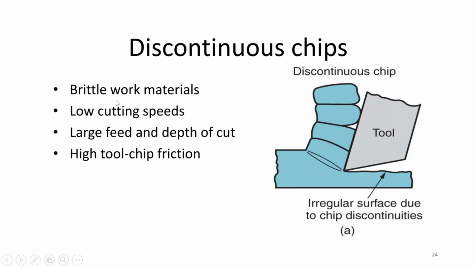So if you are using a material that is brittle, such as cast iron or high carbon steels, those are more likely to form discontinuous type of chips. And if the cutting speed is low and the feed and depth of cut are large, that will also form discontinuous chips. High tool chip friction, so in between tool and chip if the friction is higher, then it is more likely to form this discontinuous type of chips.